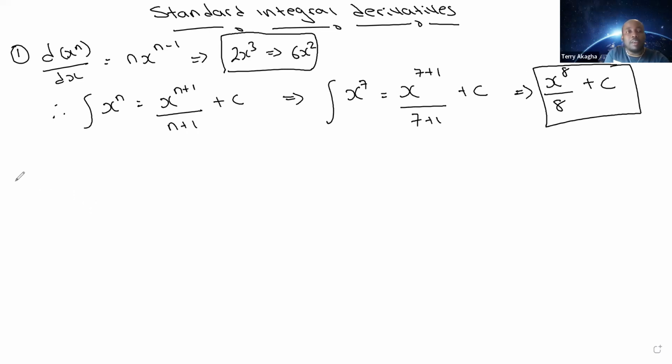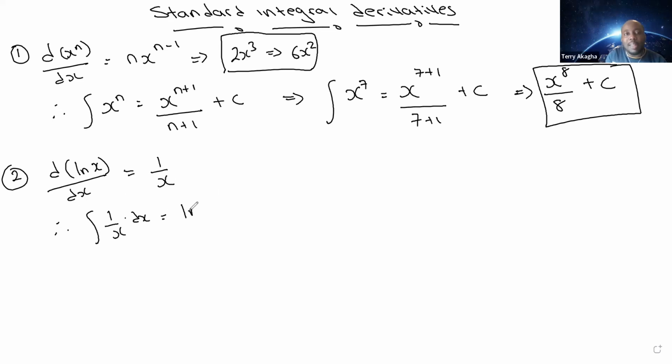All right. Now the second one is if, for instance, we are told to differentiate, let's say ln x, okay? In respect to x, you would have said the answer, if you differentiate ln x, is 1 over x. Does that make sense? We have talked about that in the previous videos, okay? Now, the same thing, if you then have to integrate 1 over x in respect to x, the answer you will get is going to be ln x plus c.